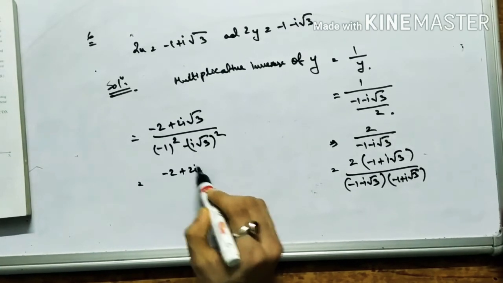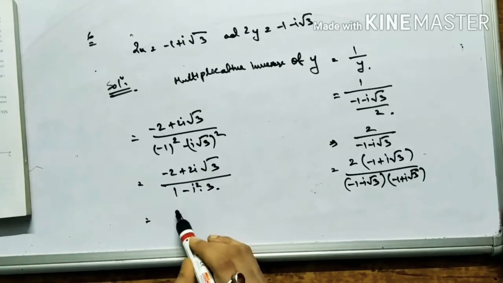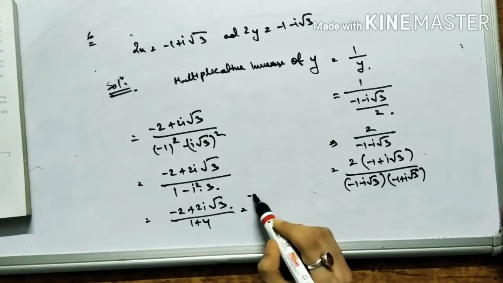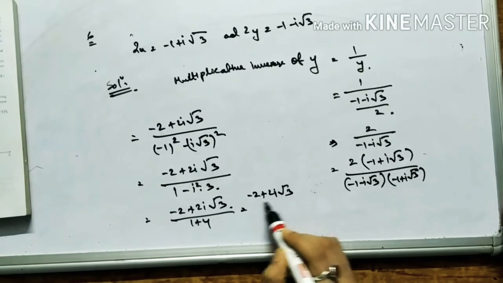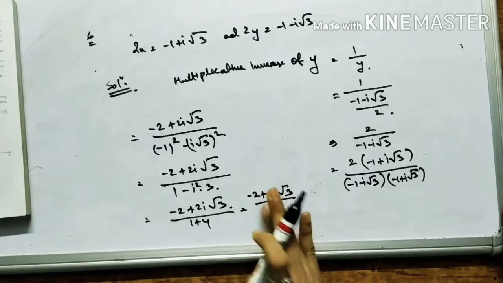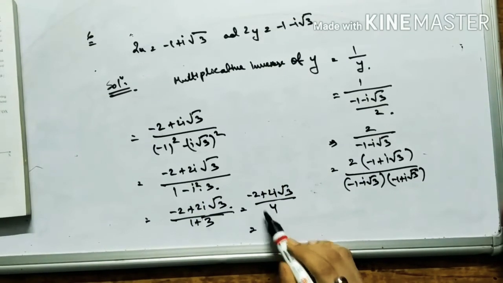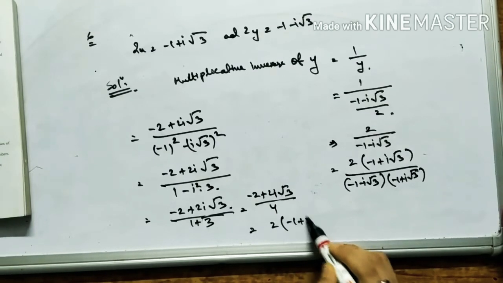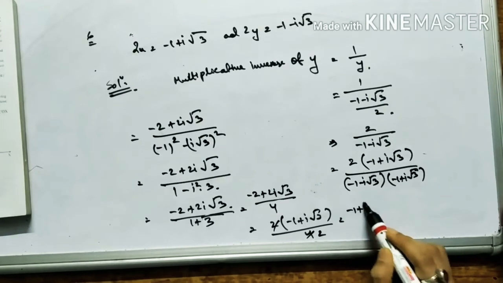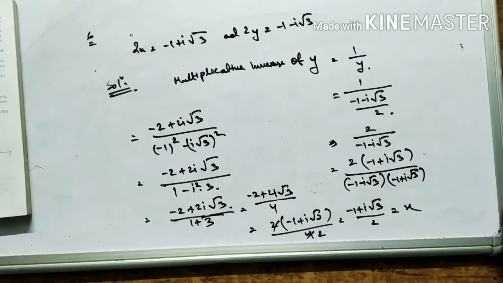This one: minus 2 plus twice i root 3, over 1 minus i square times 3. So this is minus 2 plus twice i root 3, over 1 plus 3, which is 4. Now taking 2 common, minus 1 plus i root 3 by 4, and ultimately this cancels to minus 1 plus i root 3 by 2, and this is equal to x.